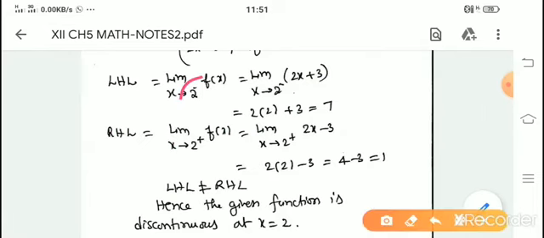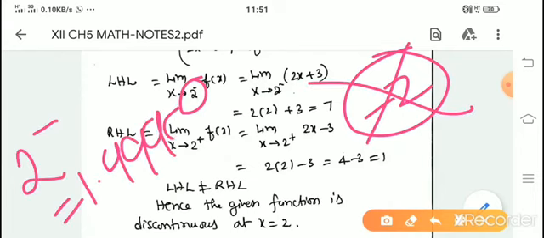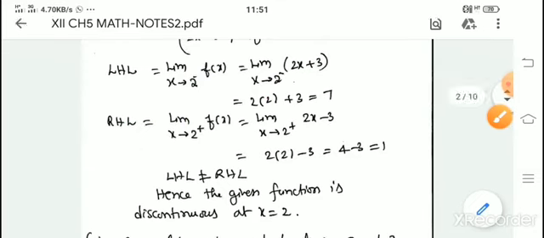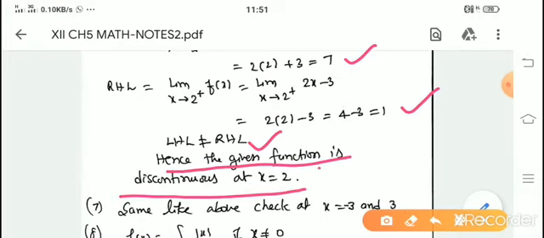Try to understand the meaning of 2 minus. 2 minus means it is not minus 2. It is a blunder. 2 minus means what? It is 1.9999. How many nines we write? That many nines. 1.999 and so on. Okay, so for this problem we clearly understood LHL is not equal to RHL, hence the given function is discontinuous at x is equal to 2.